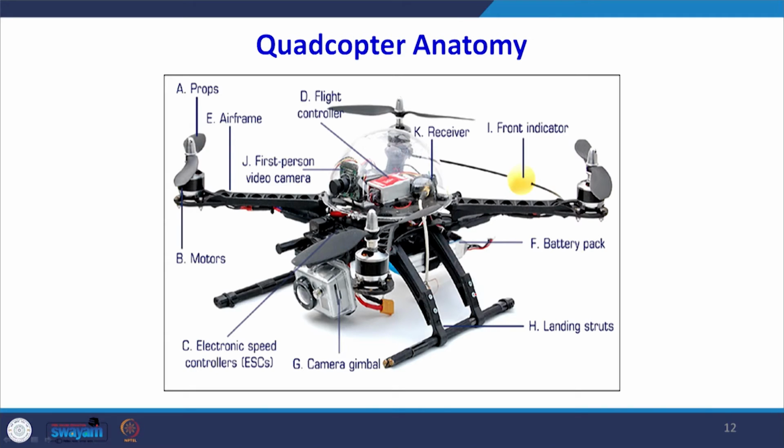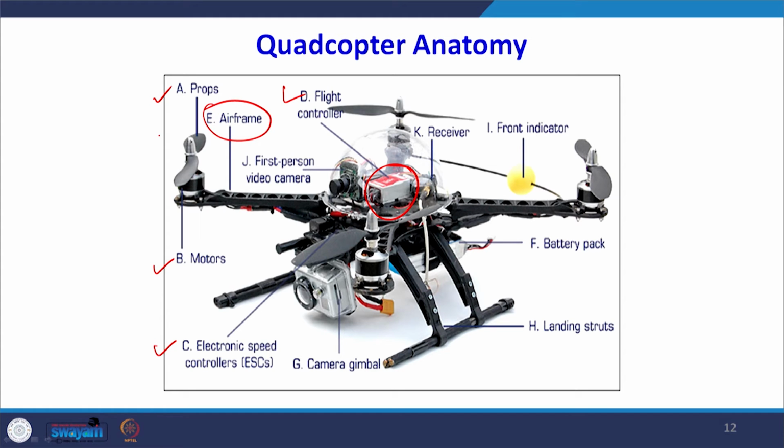So, here starting from A where propellers are shown, then B is the motor part, C is the electronic speed controller which is fitted. So, arrows are showing where they are fitted. D is the flight controller system. This is the flight controller system, a very important part of the entire UAV. Then there is a frame, the airframe, on which everything is supported.